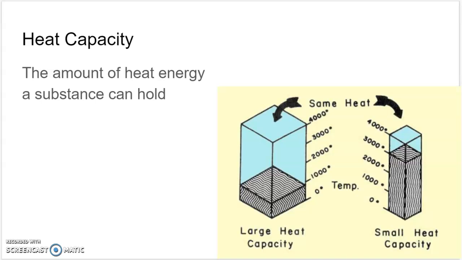And remember, capacity is like volume. So if you have a large volume, you can hold more stuff. If you have a small volume, you hold less stuff. If you have less stuff, you fill up faster. If you have a large volume, you fill up slower. So things with large heat capacities heat up very slowly and cool down very slowly. Small heat capacities heat up quickly, cool down quickly.